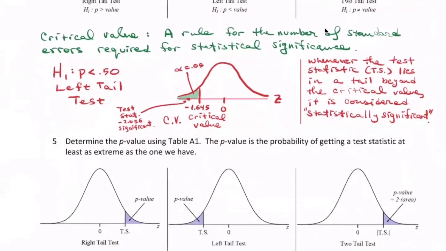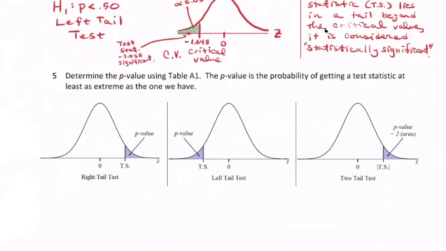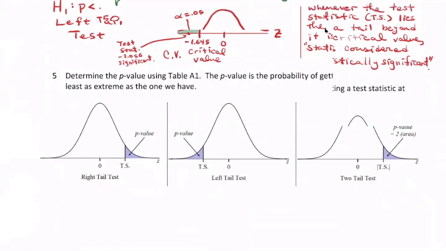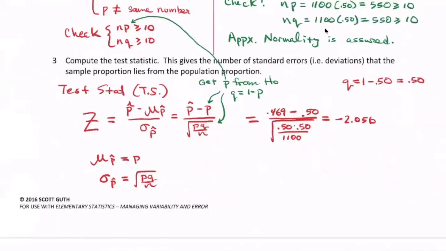Okay, let's go on down to step 5. This is actually the really important one, which is called a p-value. And it's the same kind of idea. We're using the normal distribution, so we definitely need the criteria for normality to be satisfied. The p-value is the probability of getting a test statistic at least as extreme as the one we have. So if you think back, our test statistic was a negative 2.056 here. And so what's the probability of getting something that low? That's the p-value.